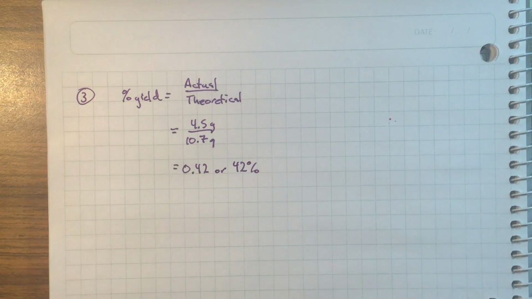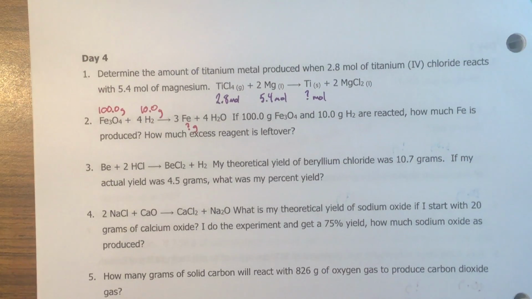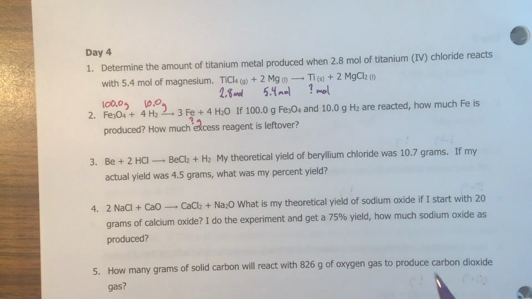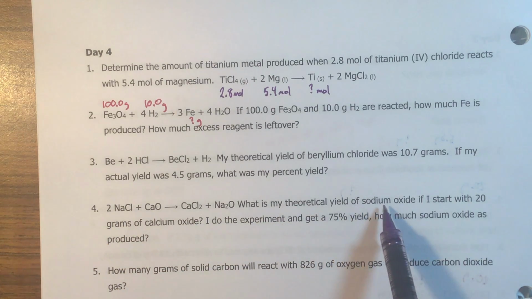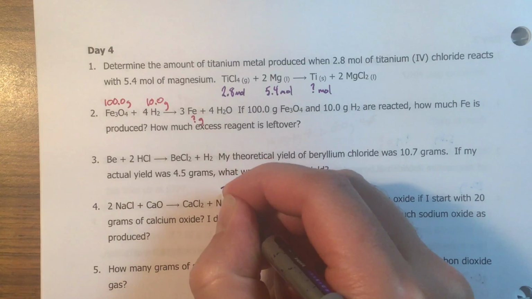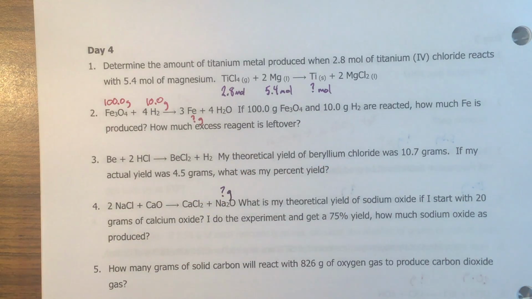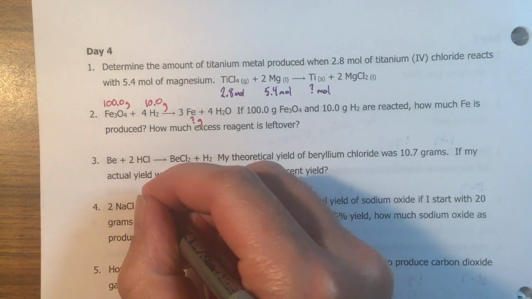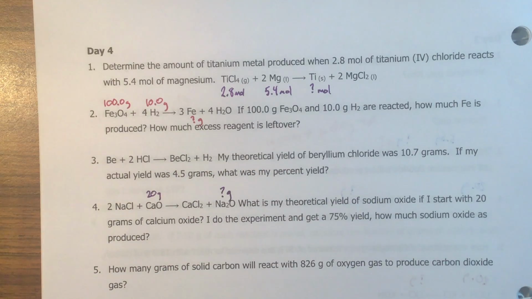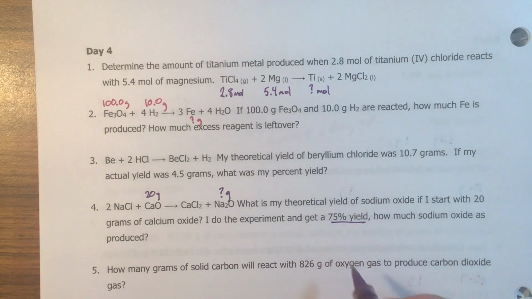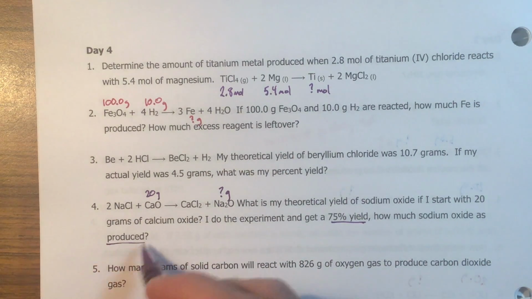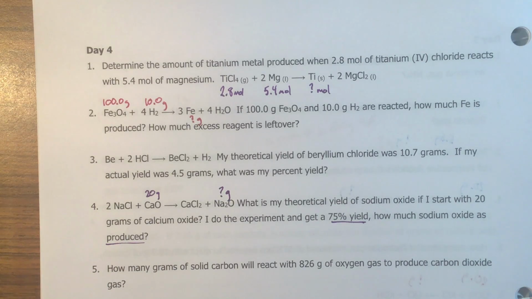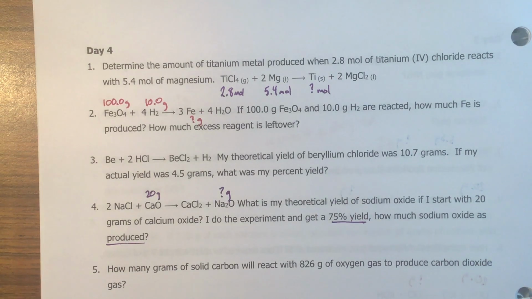Now, number 4. Here's my balanced chemical reaction. What's my theoretical yield of sodium oxide? That's this guy here. We don't know. We need it in grams. If I start with 20 grams of calcium oxide, I did the experiment, and get a 75% yield. How much was produced? So we've got 2 questions. One, we have to figure out the theoretical yield, and then we have to figure out how much was actually produced.